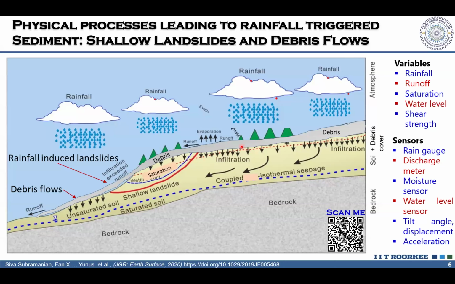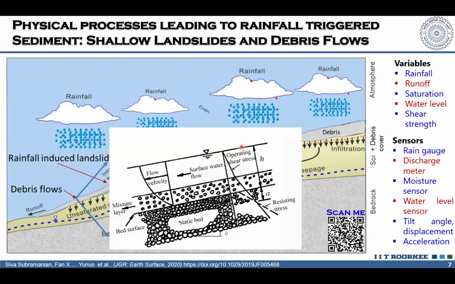And if we have continuous rainfall infiltration, then the infiltration-exceeded runoff will erode further material that is available on the hill slope. So those are getting converted into rainfall-induced debris flows, as we have narrowed down in this figure.